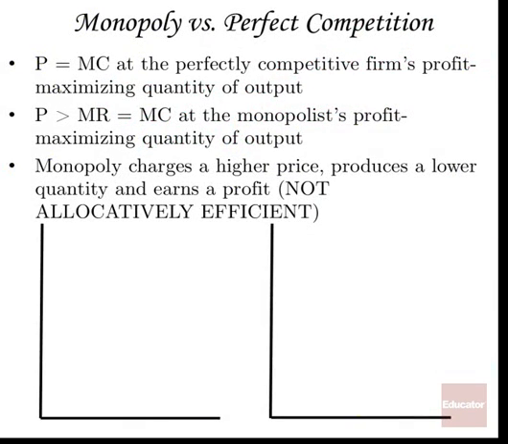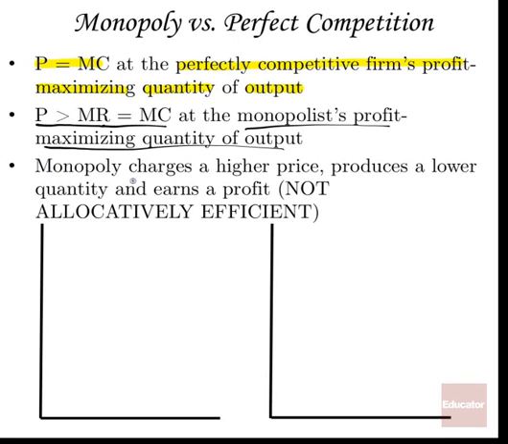All right, so let's compare a monopoly versus perfect competition in terms of allocative efficiency. In a perfectly competitive market, price equals marginal cost at the perfectly competitive firm's profit maximizing quantity of output. So price equals marginal cost. Now in a monopoly, things are different here. Price is greater than marginal revenue equals marginal cost at the monopolist's profit maximizing quantity of output. So you're going to have a different situation where a monopolist is going to produce where the price is greater.